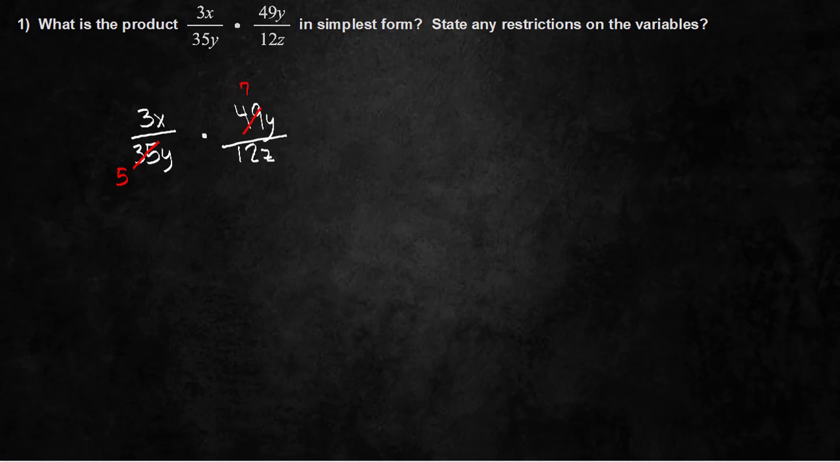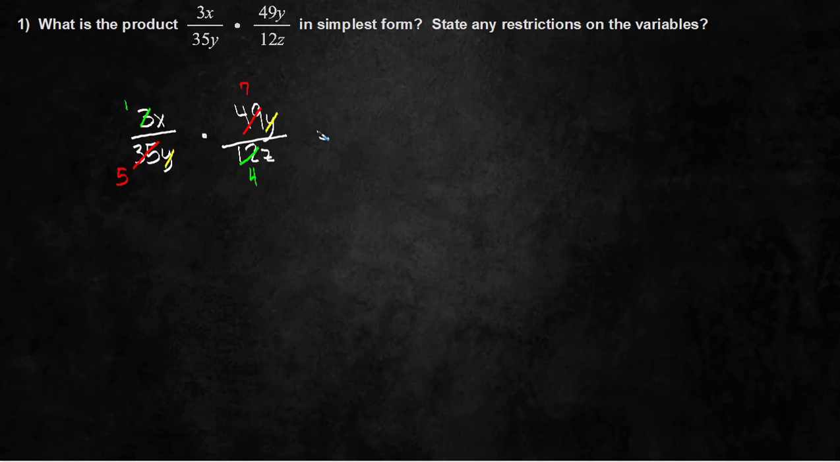Next one I'm going to look at is that the 3 and the 12 can also reduce. 3 divided by 3 is 1. 12 divided by 3 is 4. And then the next thing I'm looking at that can reduce is my y's. They both exactly match. They just actually cancel out there.